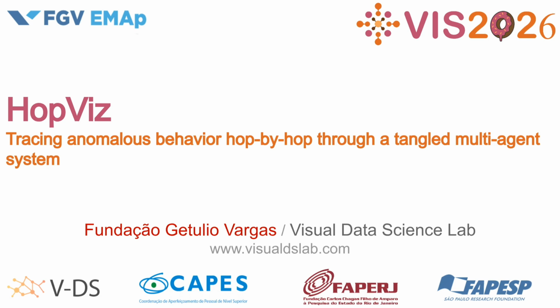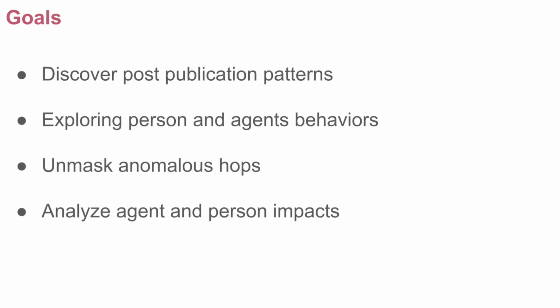HopViz reconstructs the chain of people and system events behind a suspicious setit post, starting from a log of about 185,000 events. 4 goals. Uncover how posts get published, explore how people and agents behave, unmask the anomalous hops that carry an instruction to a public post, and measure each actor's impact to decide where to intervene.